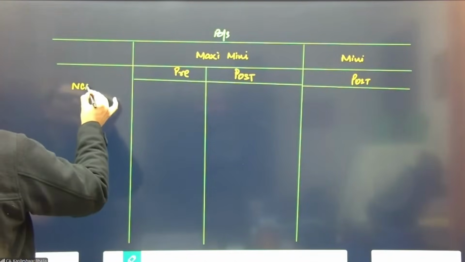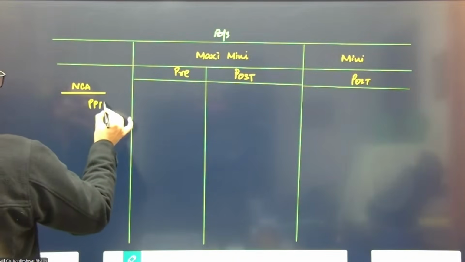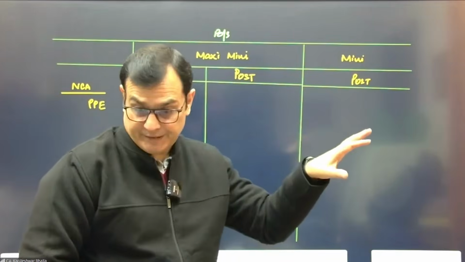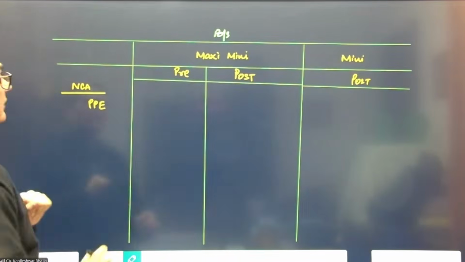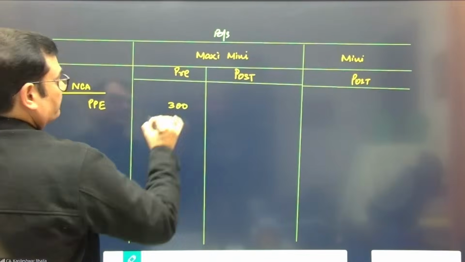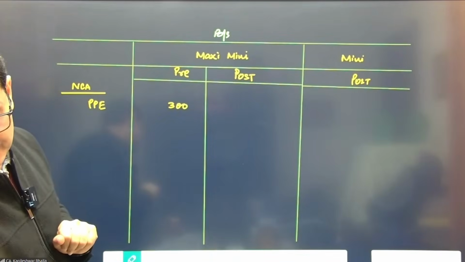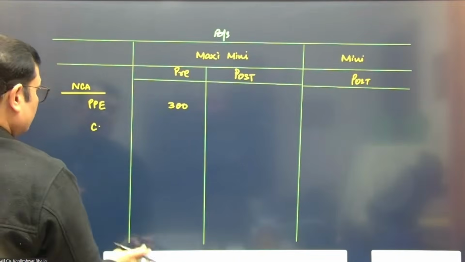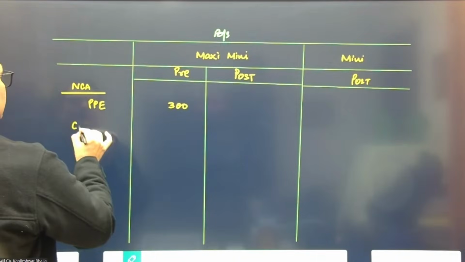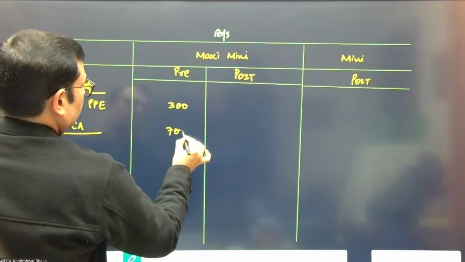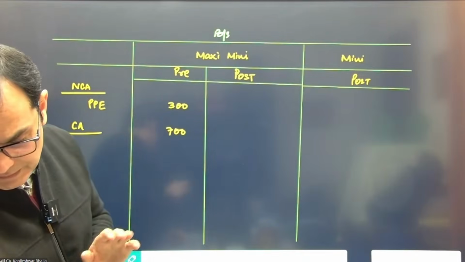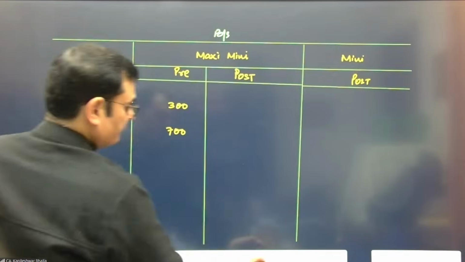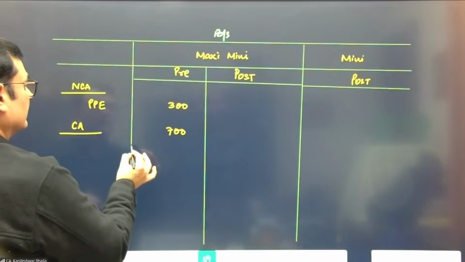So on the non-current assets, we've got PPE. I'm first copying the balance sheet of Maximini as it is from the question. So we're given the PPE is 300. And then there is current assets, that is 700. The current assets are given to us, that is 700. This is the existing balance sheet. So PPE is done and this is done. That's it on the asset side. There's nothing else on the asset side.